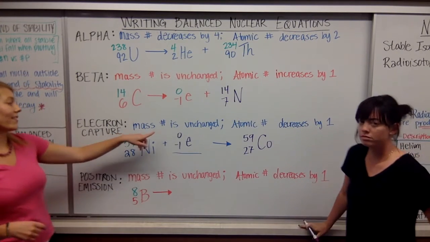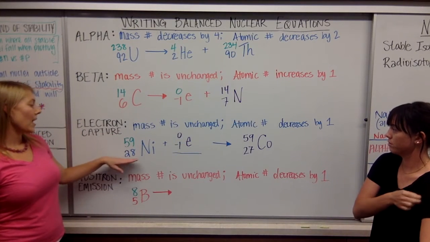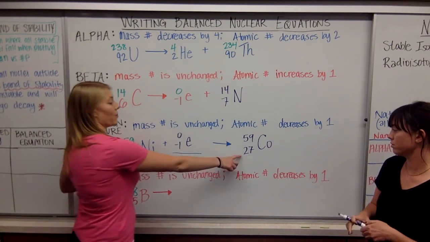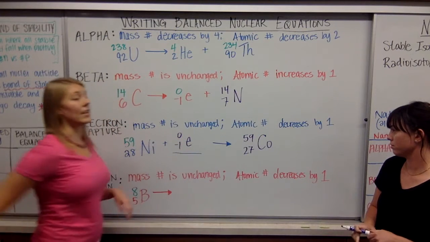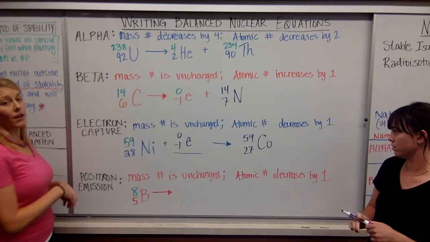Now, what we see here, the mass number again did not change, 59 to 59. My atomic number went from 28 to 27. So the atomic number decreased by 1. We're going to see that exact same trend in positron emission.